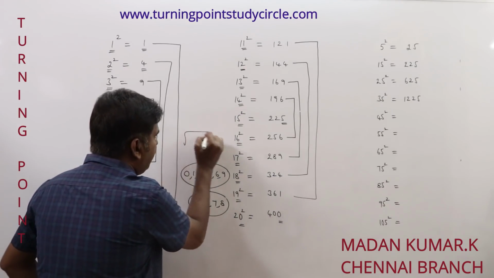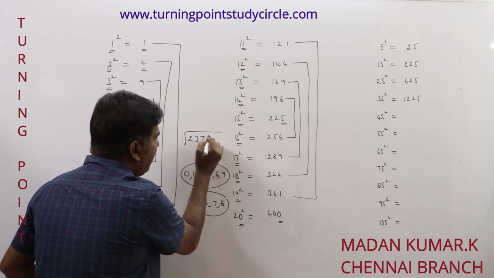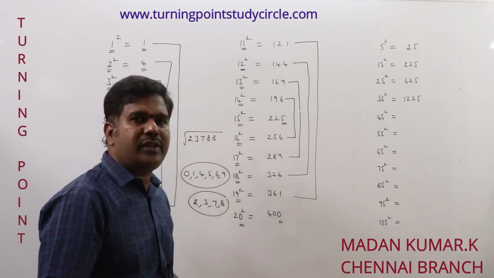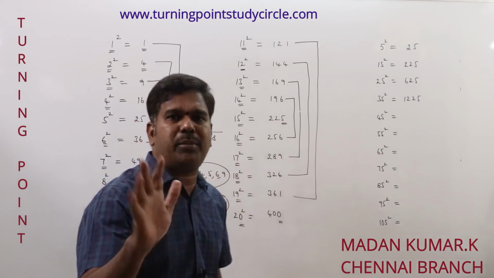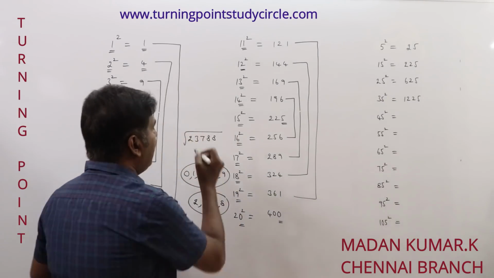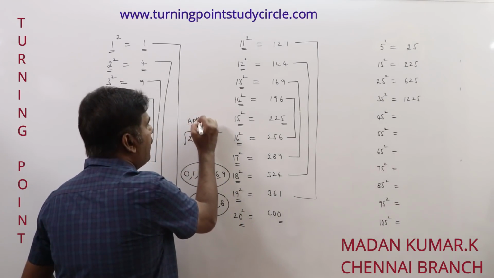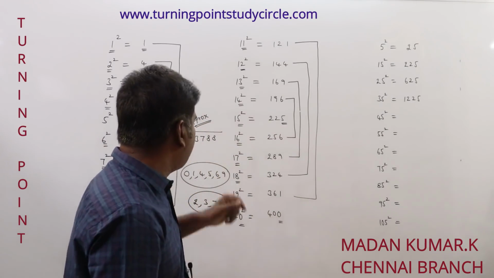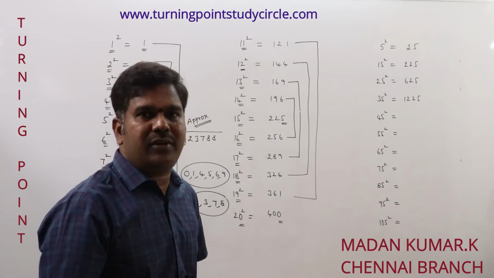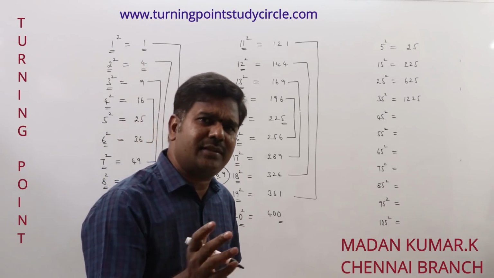Suppose I say find out the square root of 23788. What is the value of 23788? Once you see the last digit is 8, it is not at all a perfect square. Unless it is given as find the approximate value of 23788, we need to go ahead with some other method, which we will discuss later.